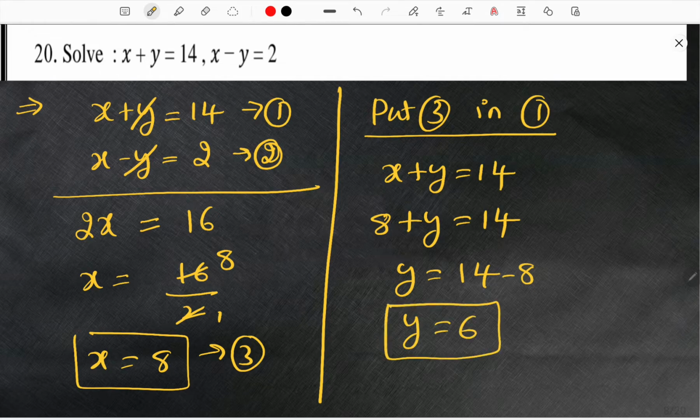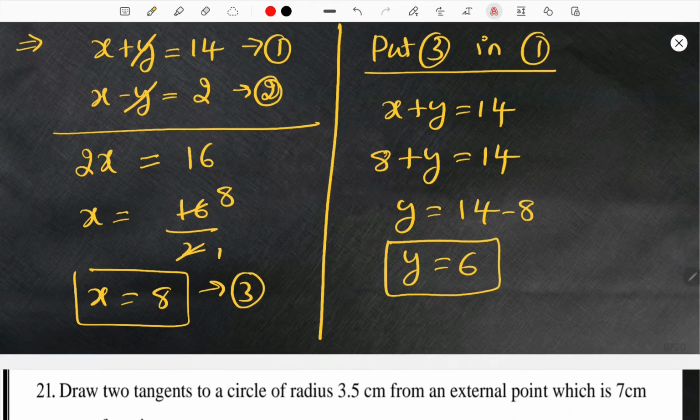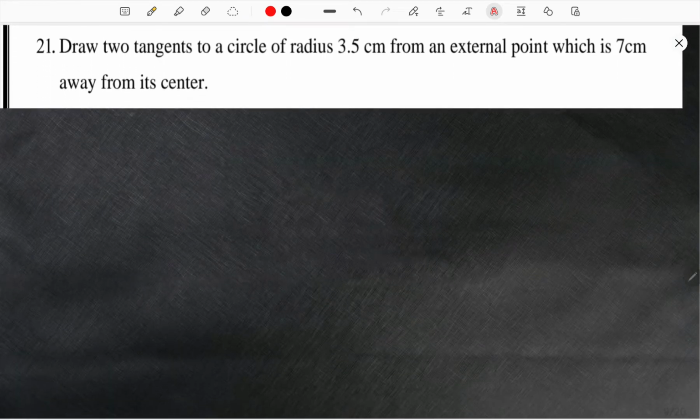Alright, dear children, once again I am reminding you, just see all these question papers, you will get to know that all these question papers have the same kinds of questions with only numerical values changed. Alright, fine. Moving forward to the next question.